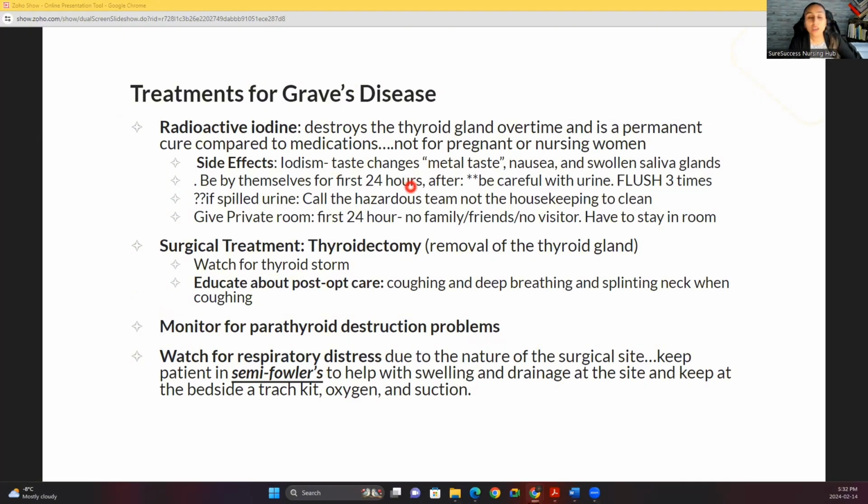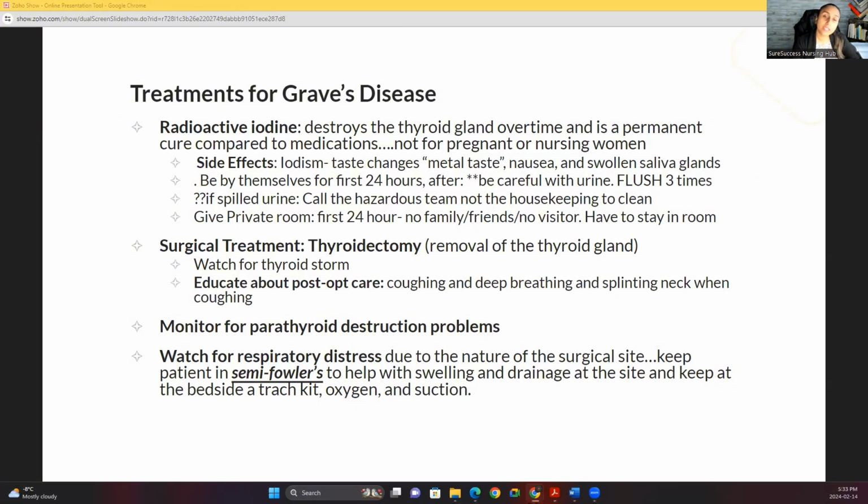Even if it is a pill, radioactive iodine is radioactive. And you are being very careful with the urine. Why am I specifically mentioning peeing and poop? Because even if they are using the toilet in their home, tell them to flush 3 times.